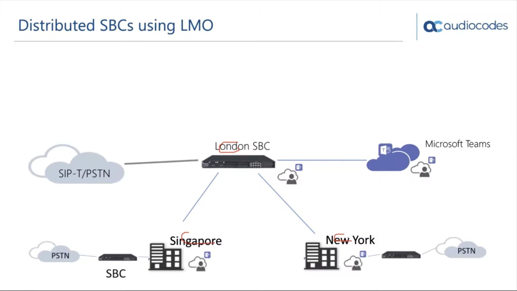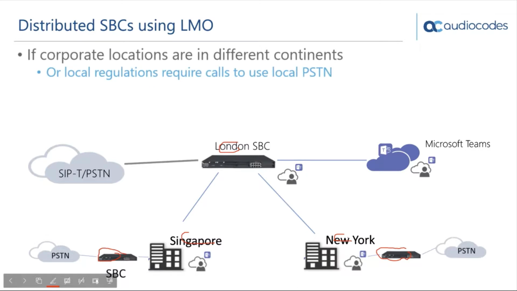So what you need to do in those environments is to use the distributed SBC topology that you can have with local media optimization. So you can set up an SBC in the New York office and an SBC in the Singapore office, and then you can make sure that the media goes in the right place.